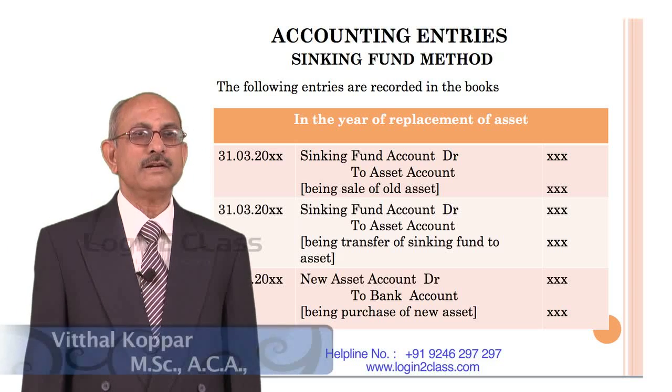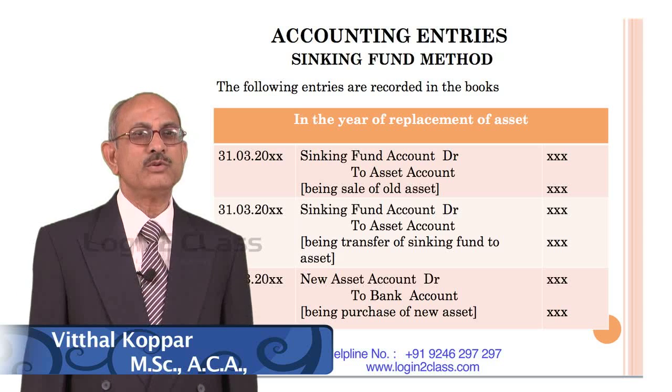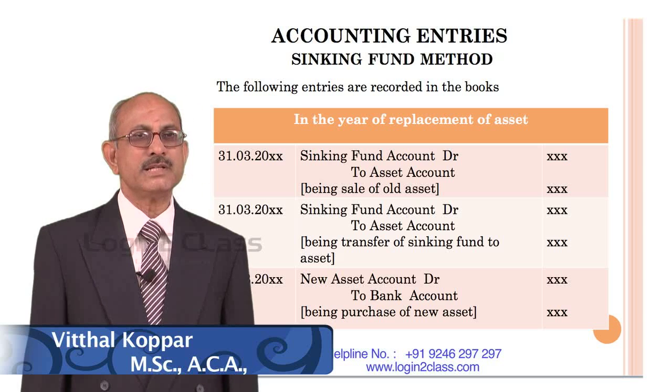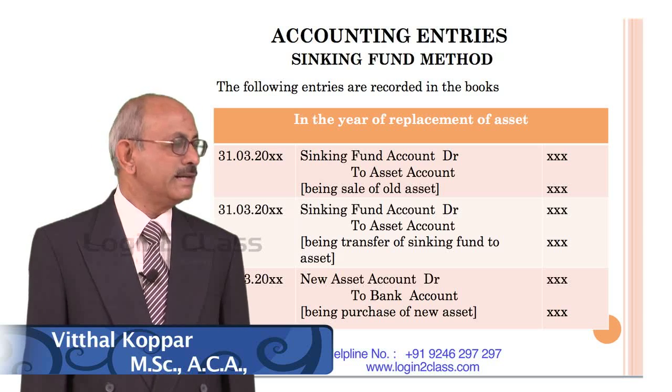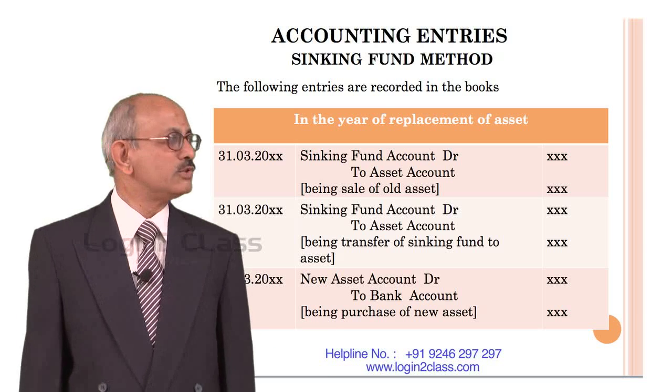And finally, we have to buy the new asset in replacement for the old asset. For that, we have to debit the new asset account and credit the bank account, being the purchase of a new asset. This is how the entry is passed in the last year when the asset needs to be replaced.